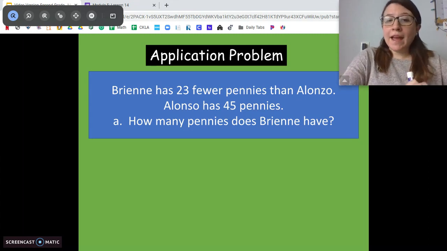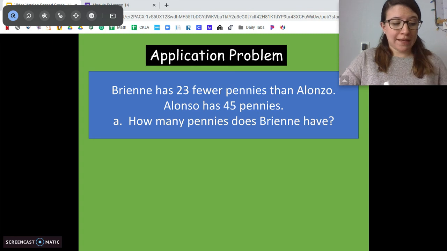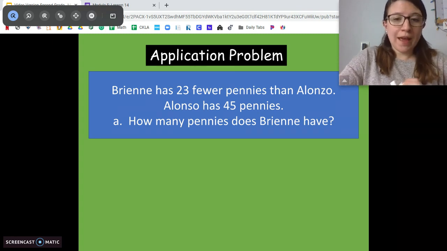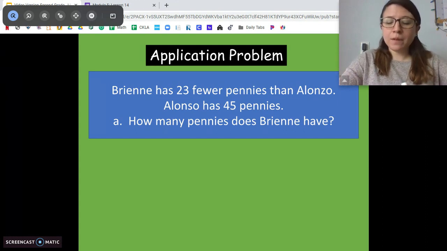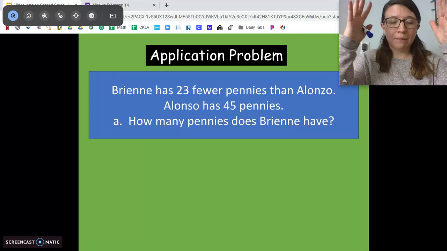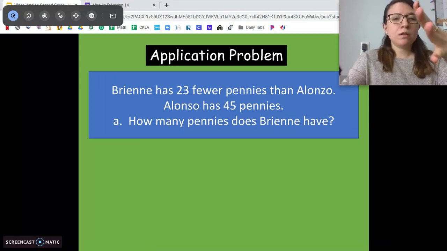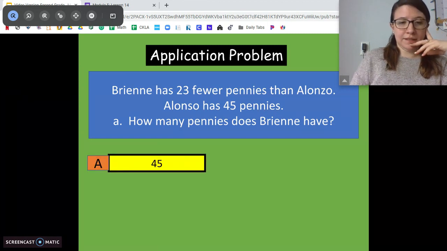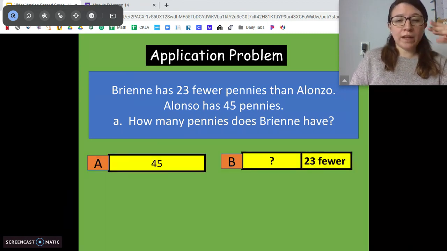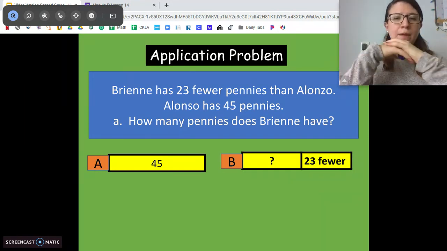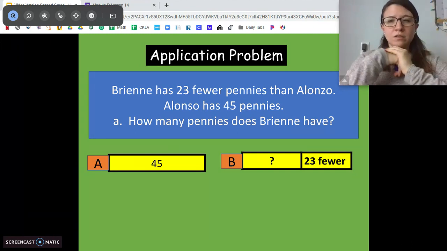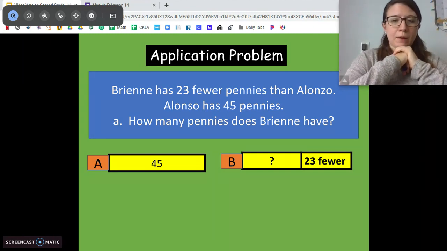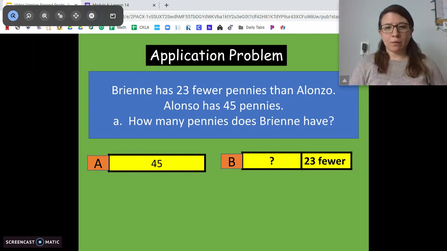It says, Brienne had 23 fewer pennies than Alonzo. Alonzo had 45 pennies. How many pennies does Brienne have? So in my mind, I'm thinking I'm going to make a drawing so that I know who has more, who has less. So Alonzo has 45 pennies. I know that. Brienne has 23 fewer pennies than Alonzo. So that's my information. Now I want you to pause and solve this and figure out how many pennies Brienne has. So come back when you're ready.